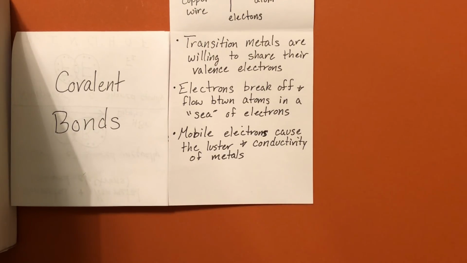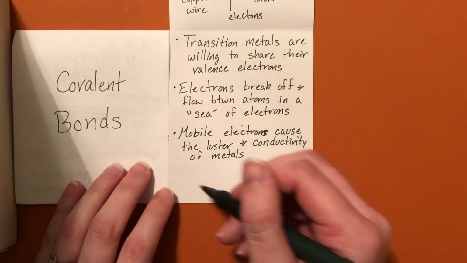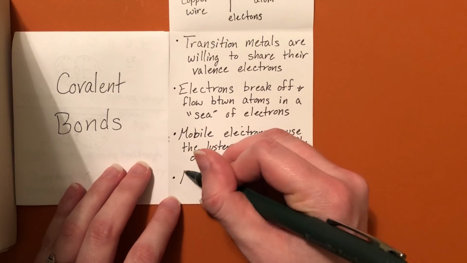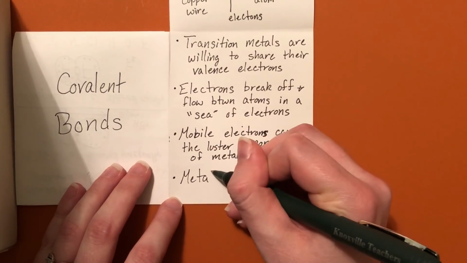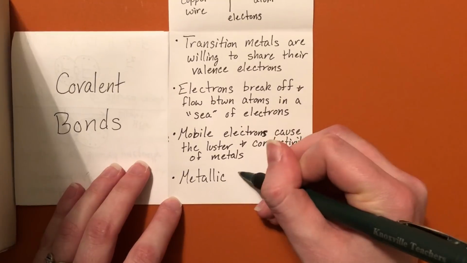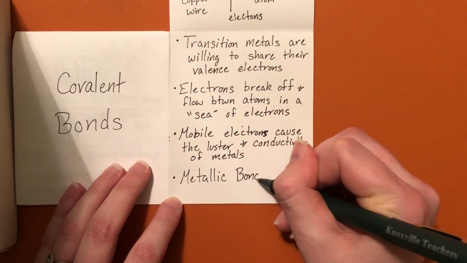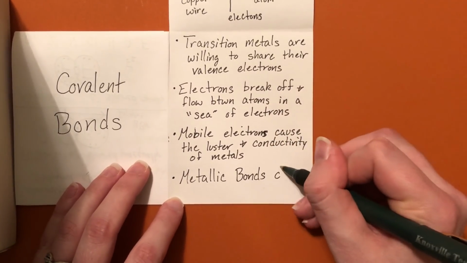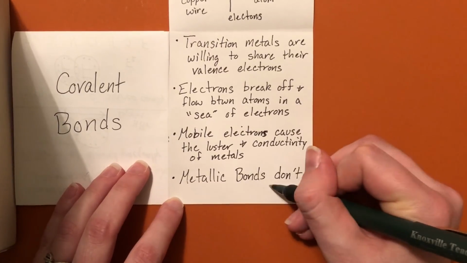Current because currents are in the sea and whatnot. So that's actually where we get that term, is because we have the sea of electrons, so that's why they call it a current. Not really, don't quote me on that. So, because of all of this, metallic bonds don't break.